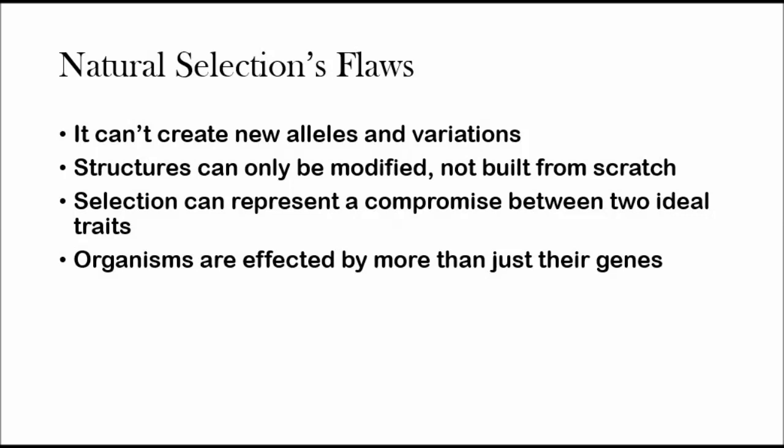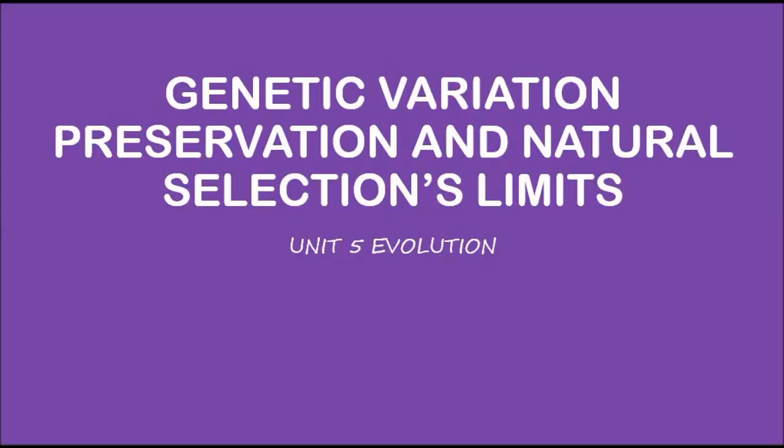Another flaw is that selection can be represented as a compromise between two ideal traits. Okay, so that's kind of going with the modified thing. It's only a compromise between two different traits. You never see new traits forming. It's just a compromise. The last flaw is that organisms are affected by more than just their genes. Okay, and that's it. Genetic variation and natural selection's limits are as simple as that.